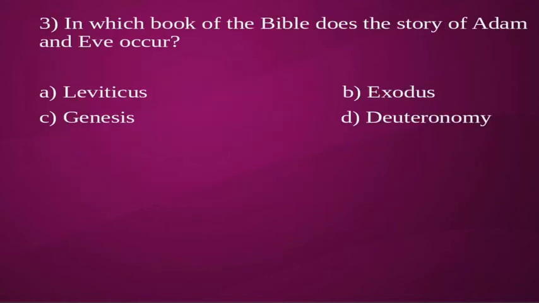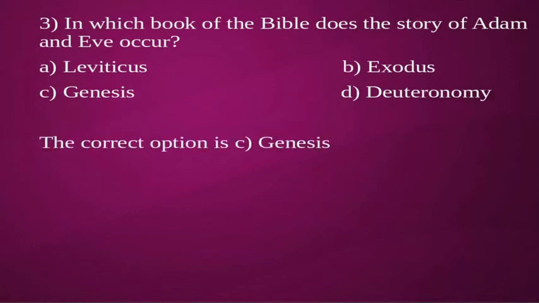Question number 3 is, in which book of the Bible does the story of Adam and Eve occur? Option A, Leviticus. Option B, Exodus. Option C, Genesis. And Option D, Deuteronomy. The correct option is C, Genesis.